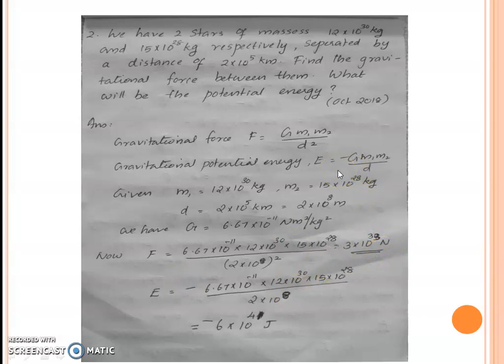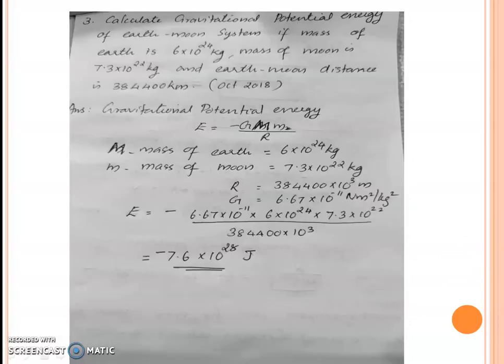And the gravitational potential energy can be calculated using the formula minus G m1 m2 by d, and again substitute these values into this equation. That is, G is 6.67 into 10 raised to minus 11, m1 is 12 into 10 raised to 30, m2 is 15 into 10 raised to 28, and divided by 2 into 10 raised to 8. Now by solving this, we will get the energy as minus 6 into 10 raised to 41 joule. As I already mentioned, the negative sign here represents the work is done by the gravitational force. Okay, let us move into the next question.